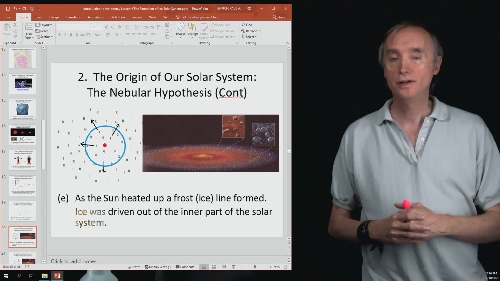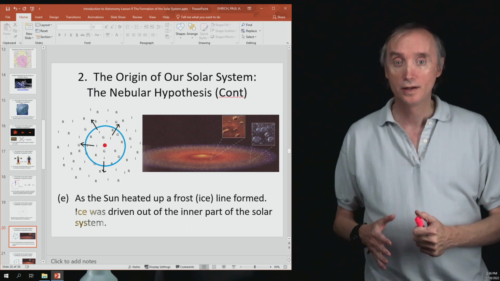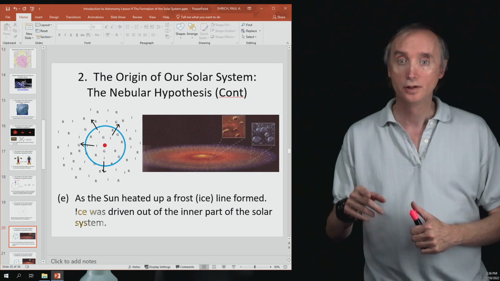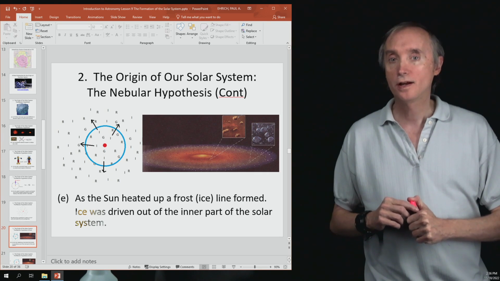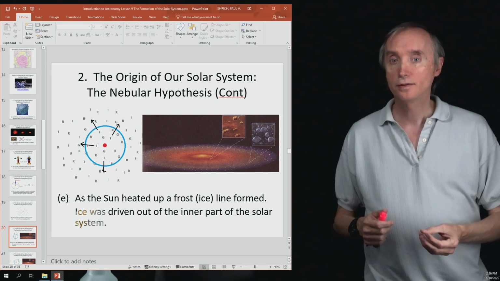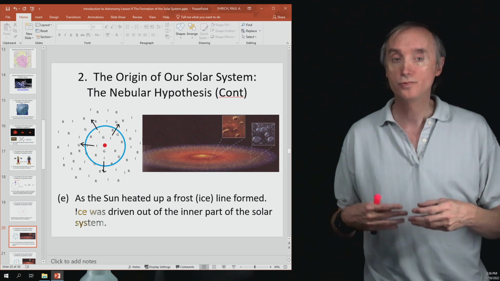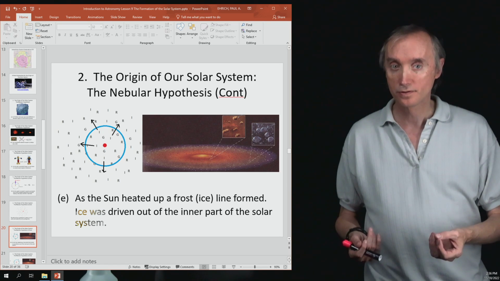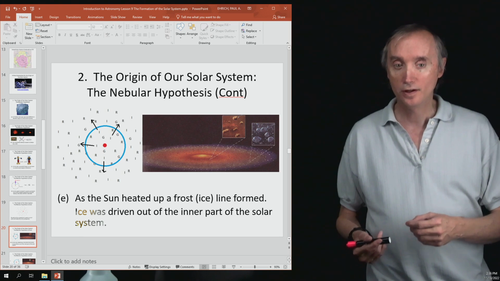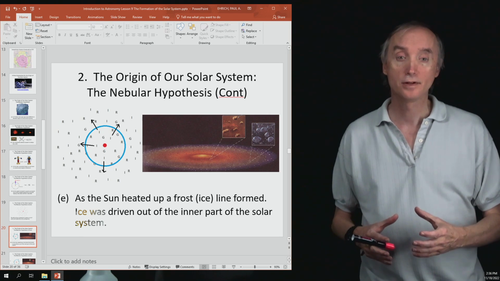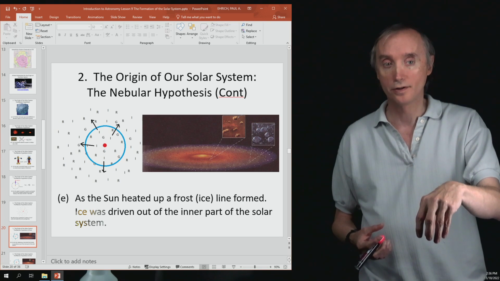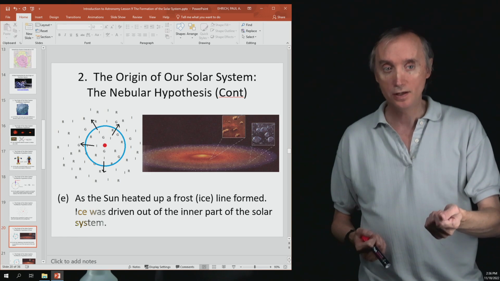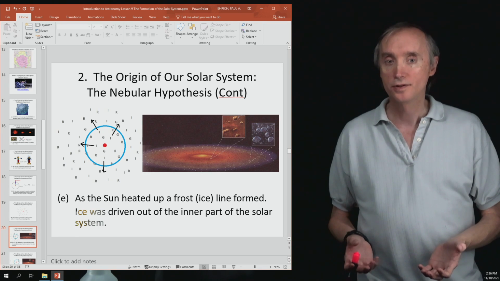What's going to happen is as the sun heats up, it's going to form a frost or ice line, and that's the blue line in that picture. The rock and the metals will be able to survive close to the sun because they just don't tend to melt at very low temperatures. Let's say you've got a hot plate and you put a cube of ice on it, then a rock, and then a piece of metal, and you start to turn up the heat. Which is the first one that's going to melt? Well, it's going to be the ice.